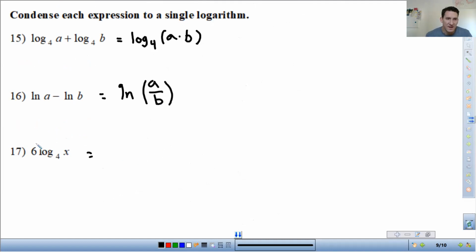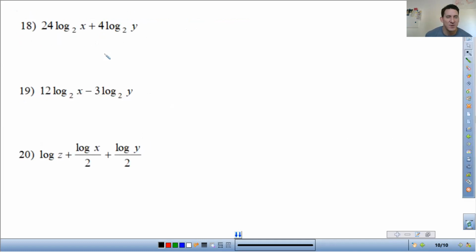This one here, what you're multiplying gets turned into an exponent. So it's going to be log base 4 of x to the 6th. So just condense it down to a single logarithm. Let's look at another example here. I'm going to take this in a couple steps.